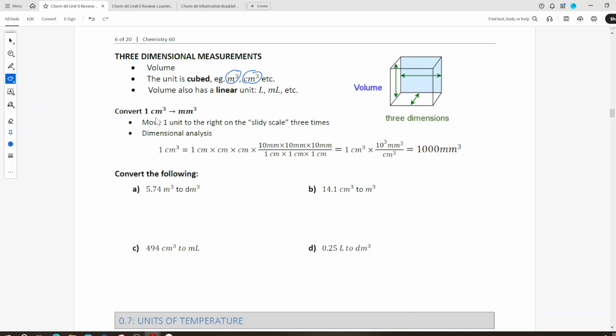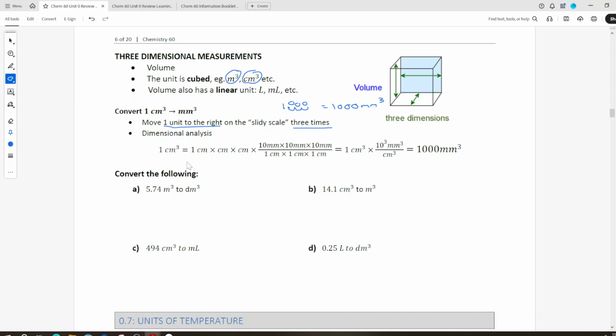So if I was going to convert 1 centimeter cubed into millimeters cubed, on the slidey scale, you'd move 1 unit to the right, but you would do it 3 times. So you would say, I have 1, and I'm going to move that decimal place over once, and I'm going to do it 3 times. So my answer would be 1,000 millimeters cubed.